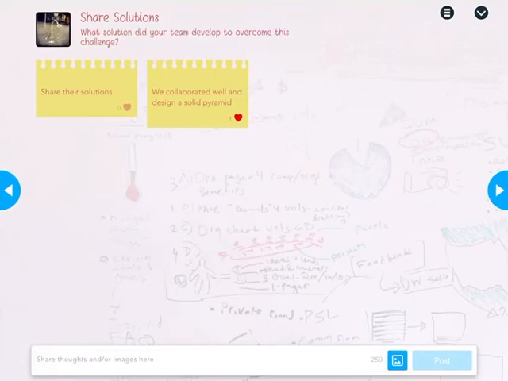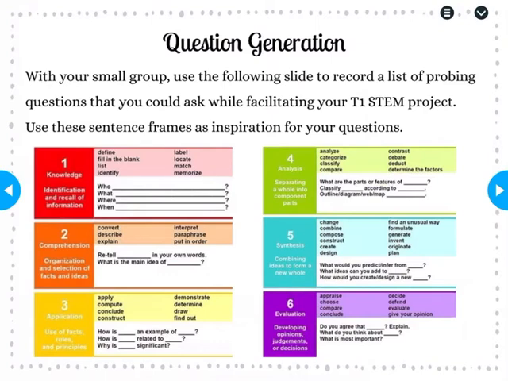And then after sharing those ideas and having those comparisons be made, we'd move along to something completely different, which is that question generation. So in small groups, the teachers would use the following slide to record the probing questions. So again, while facilitating these STEM lessons, one, kind of guessing what students might ask after having engaged in a STEM lesson themselves. Teachers might have a better idea of this. And then 2, determining how to respond to those student questions.